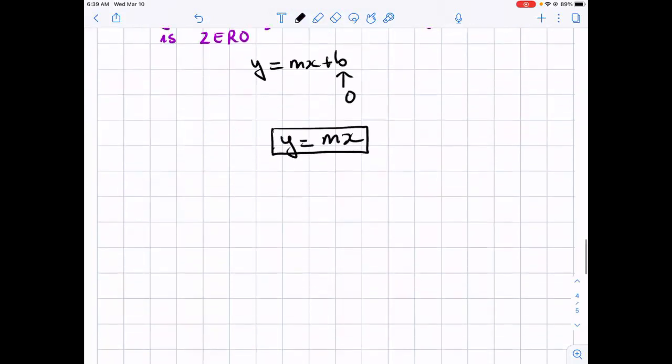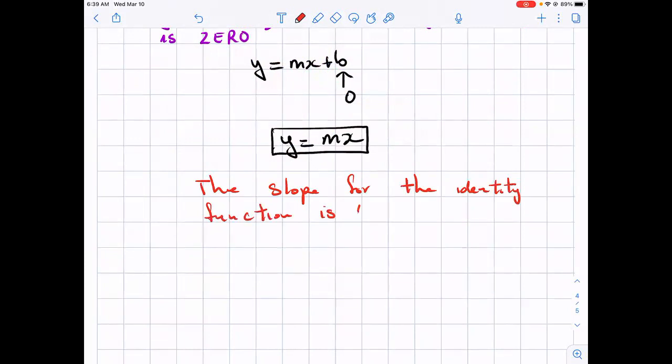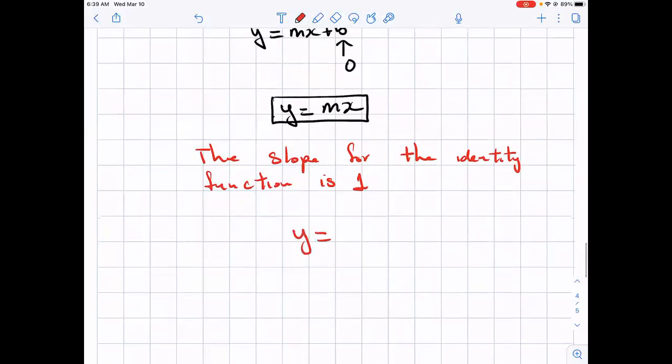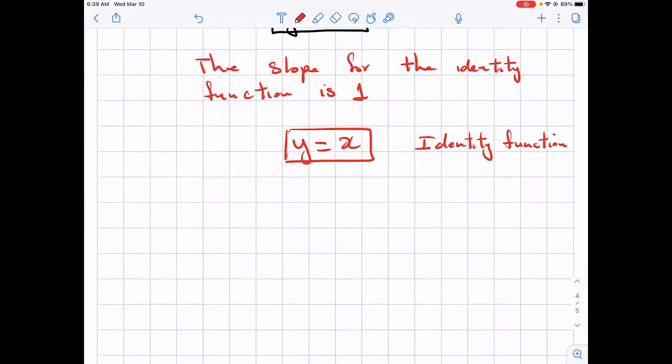Now for the identity function, the slope is 1. So that means y equals x is what we have, the identity function. Makes sense, right? Identity, it's identical. If x is 1, y is 1, if x is 2, y is 2, and so forth, right? So it's identical values.